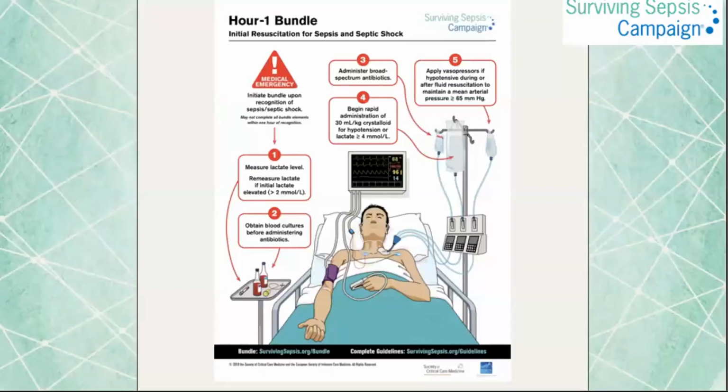So as a summary, this is the hour 1 bundle. Number 1, measure lactate level, and we remeasure it if the initial lactate is elevated more than 2 millimoles per liter. The second one is to obtain blood cultures before administering antibiotics. Then administer broad spectrum antibiotics. Begin rapid administration of 30 ml per kilogram of crystalloid for hypotension or lactate more than 4. And apply vasopressors if hypotensive during or after fluid resuscitation to maintain an MAP of more than 65 mm mercury.